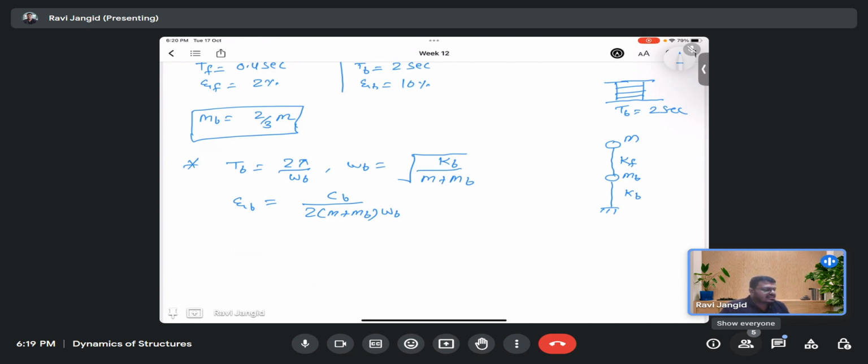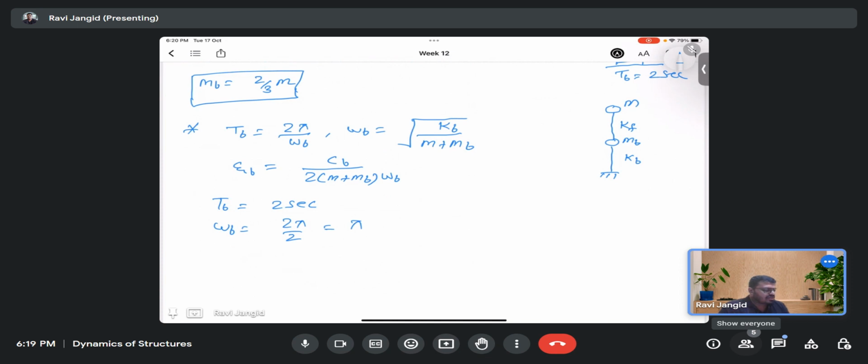can be calculated as, TB is given to me as 2 seconds. So the omega B would be what? 2 pi by 2. That would be pi. Okay. So the KB would be omega B square into M plus MB. Omega B square is what? Pi square M plus 2 by 3 M.